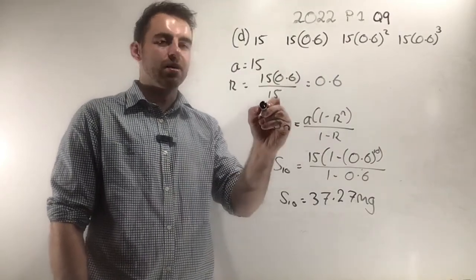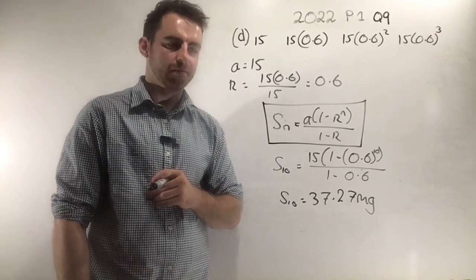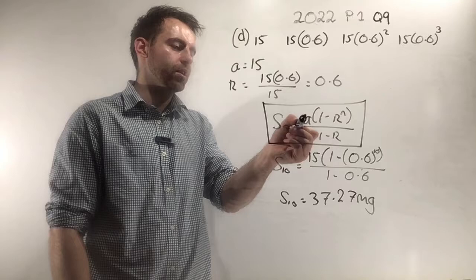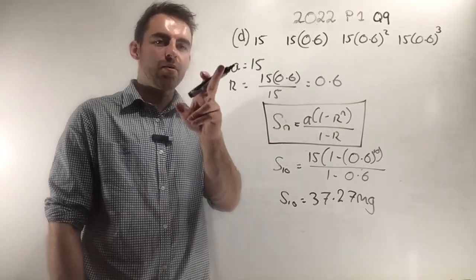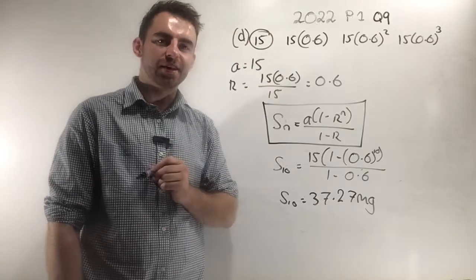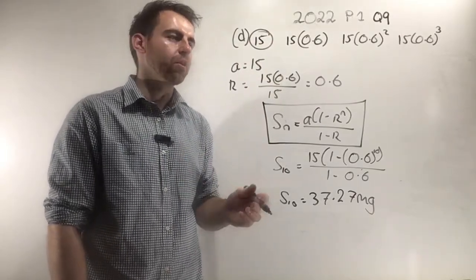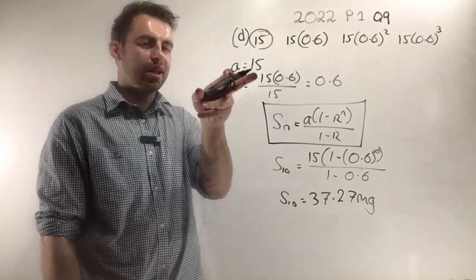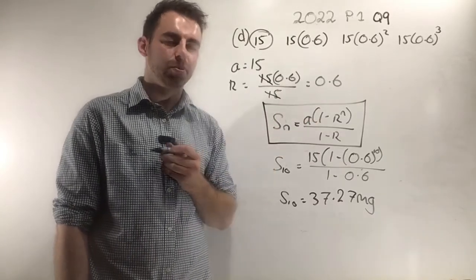So you have to recognize that we want to use Sn, the sum of a geometric series here. You go to your maths tables, you can take down your formula for a geometric series. It's a times 1 minus r to the power of n over 1 minus r, where a represents the first term, in this case 15, and r represents the common ratio. To work out the common ratio, it's any term divided by the previous term. So I decided to write the second term and divide it by the first term. The 15s cancel and I'm left with 0.6.